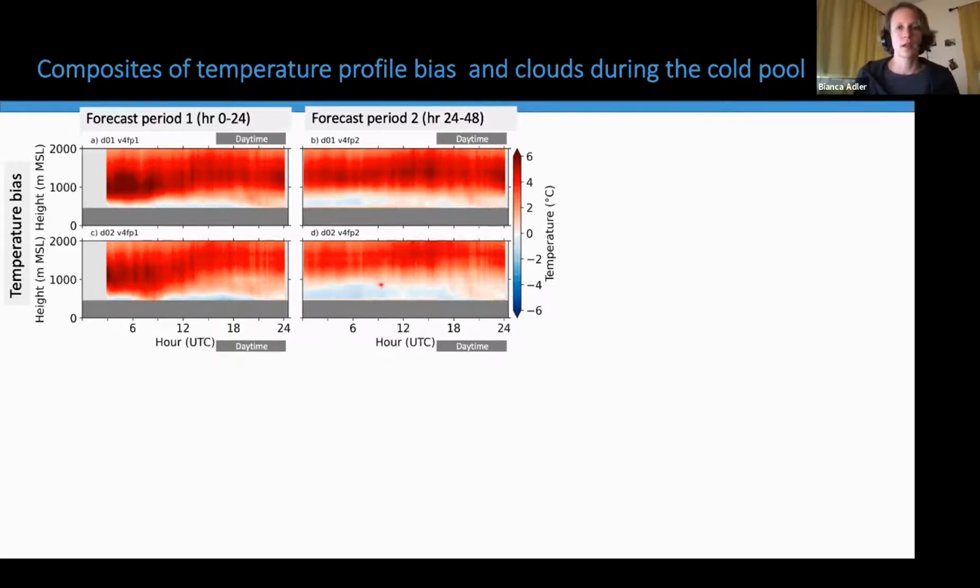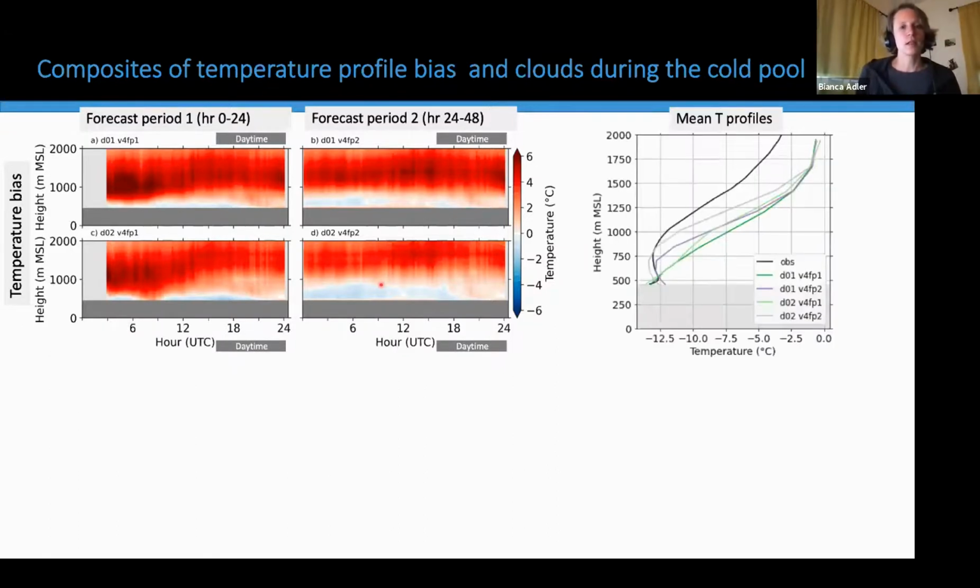simulations. When we look at mean temperature profiles for the cold pool period, we see strong differences, especially in the lower 500 meters. So the temperature profile for forecast period 2 is much closer to near isothermal as it was observed. And this is why the bias is reduced in these layers.